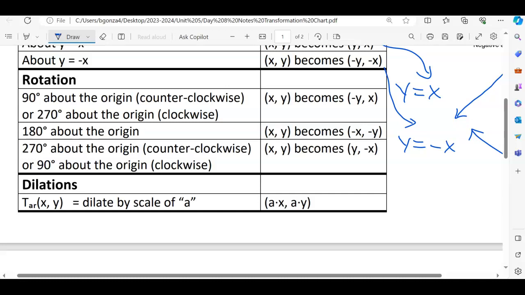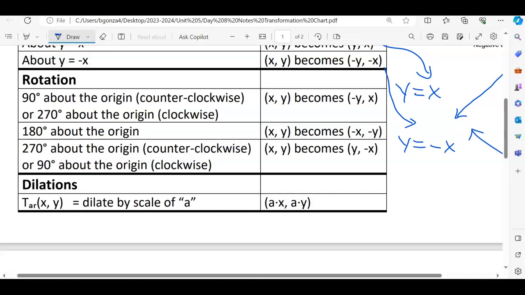So look at this. 90 degrees counterclockwise is the same thing as 270 degrees clockwise. Let me show you. Look, watch my pointer here. Ready? 90 degrees clockwise stops right here, pointing that way. 270 degrees counterclockwise stops right here. It's going the same direction. So these two have the same rules.